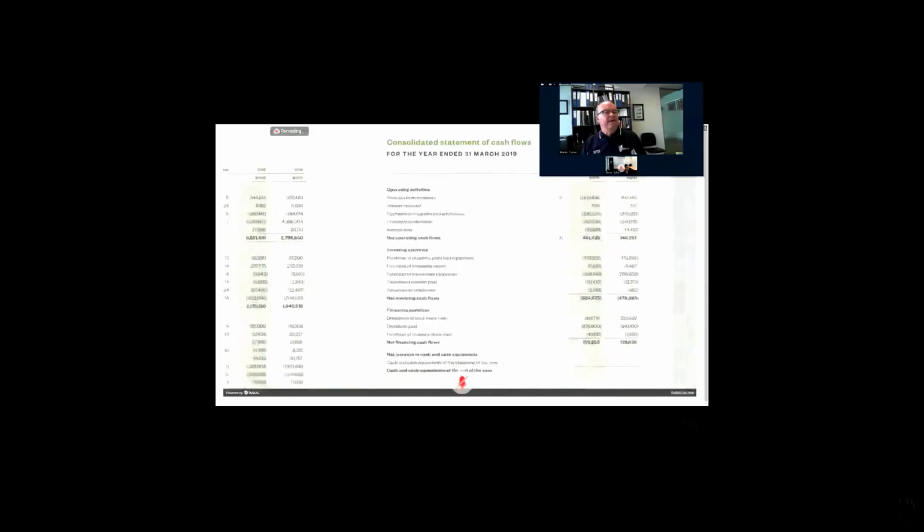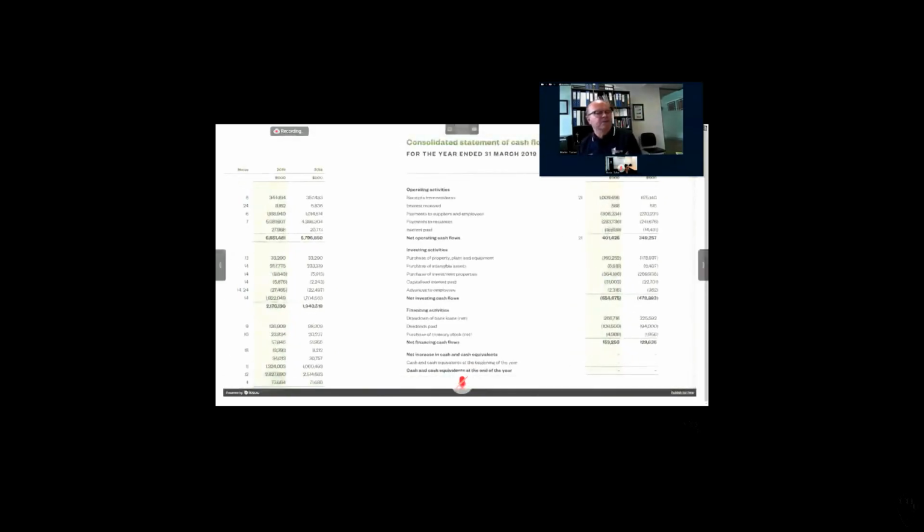It paid interest because it's got borrowings. If we go to its balance sheet, you can see that it's got quite a lot of debt. It's got bank loans of $1.3 billion, and it managed to pay $18 million interest. Now, its net operating cash flow is $400 million.